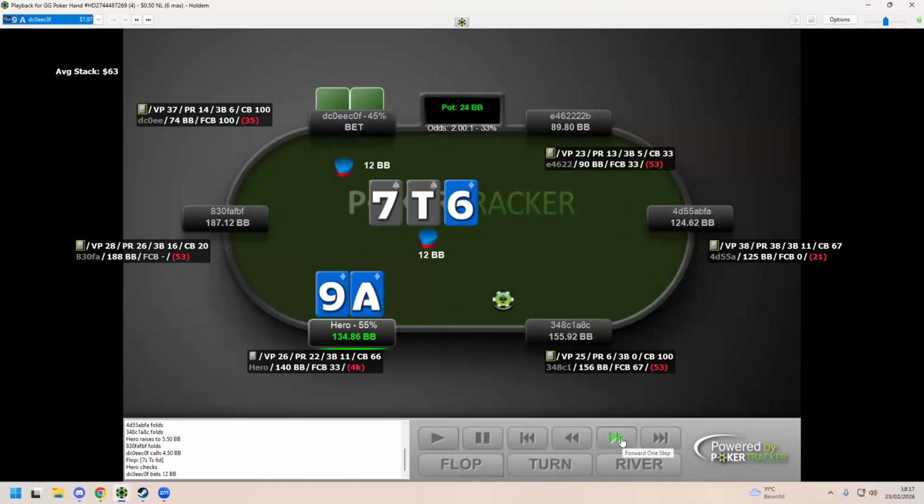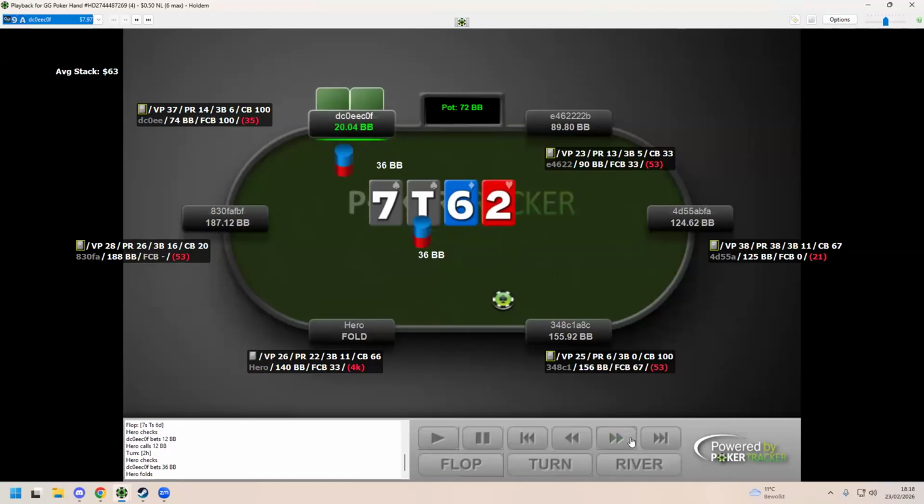And then he goes big, quite big. I do end up calling because I have some draws. He goes quite big again, and I just decide to get out of there, because I no longer have the flush draw. Good fold, sir. Good fold. Yeah.